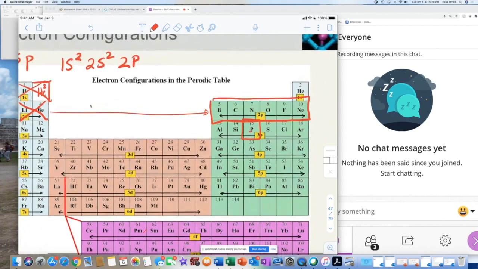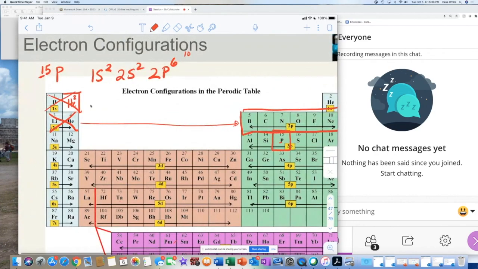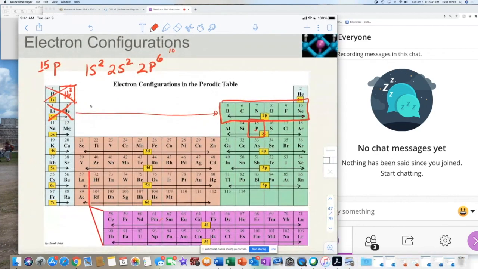I just want to make sure how many electrons we are using currently. We have 2p6, which means we have used 10, right? How many more do we have to place? 5. Okay, so now I'm right here. This is where I am. What do I do?